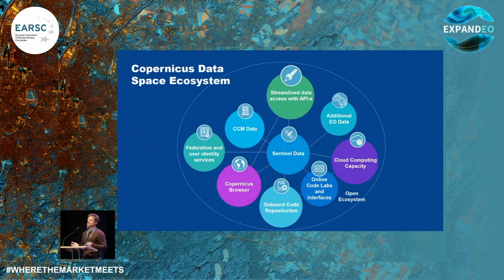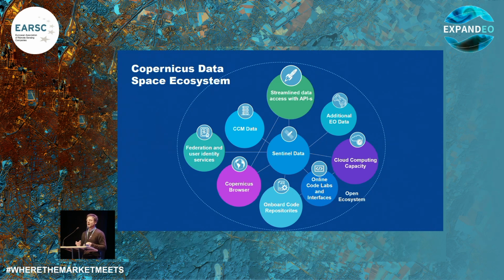Copernicus Data Space Ecosystem is a big system with many different components. At the very core of it is Sentinel data. And one of the big steps compared to the Copernicus Open Science Hub is that all the Sentinel data are available for immediate access. There's no rolling archive. You don't have to wait for packages to be put together for you. It's just there for access. The Sentinel data is complemented with Copernicus contributing missions and other additional Earth observation data.